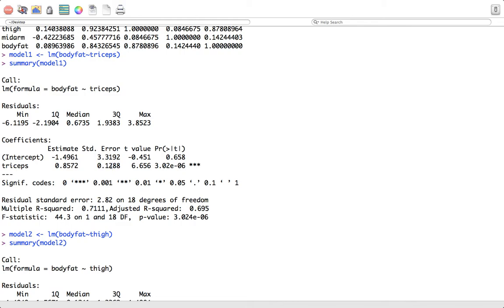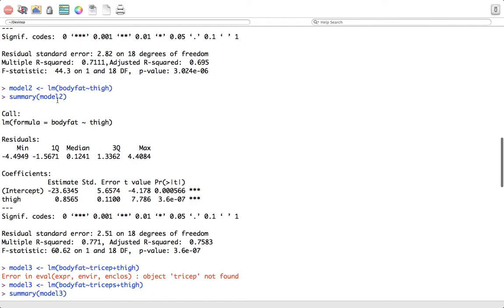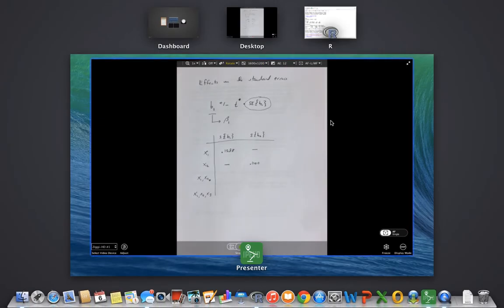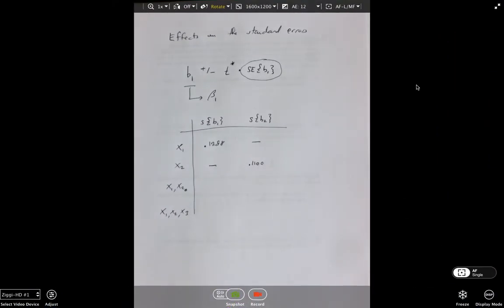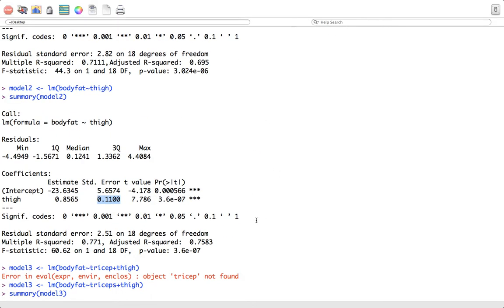I'll draw a line through the other entry because beta 2 wasn't in the model. If I come down to model 2, I'll see that the standard error for thigh is 0.1100. Now, when I see those two values and go back over here, I really don't think much, but I want to see the marginal contribution. I want to see the change in these standard errors as we put more information in our model. That's what we really get a look at.